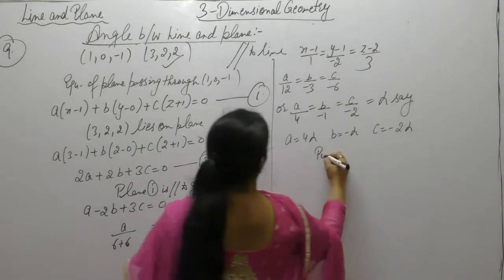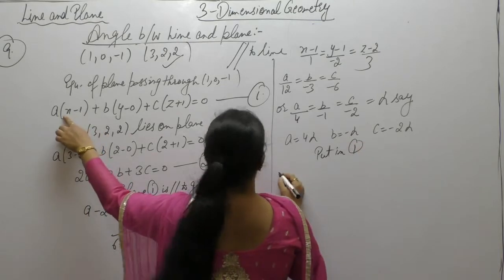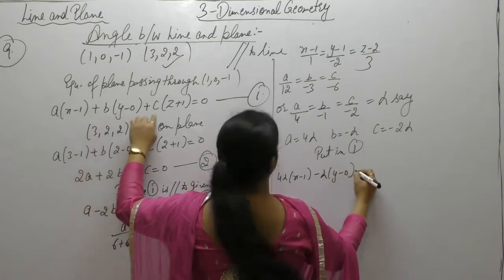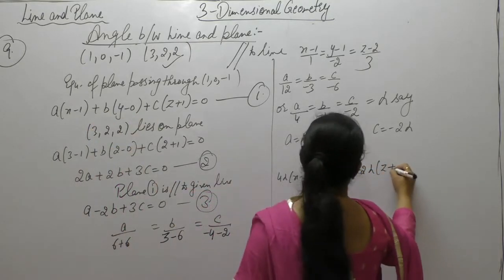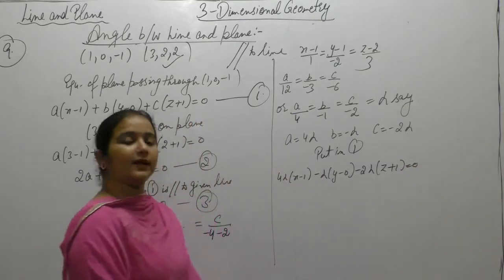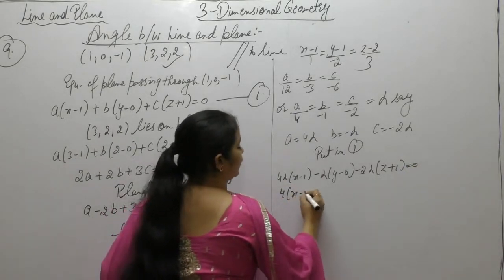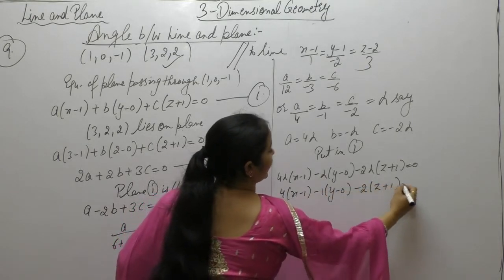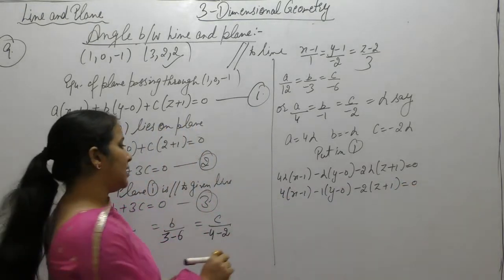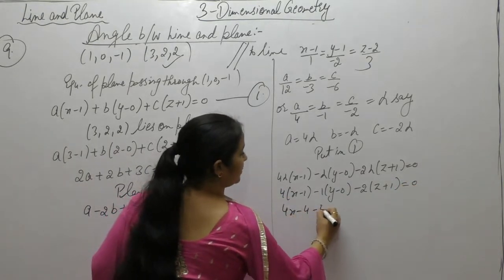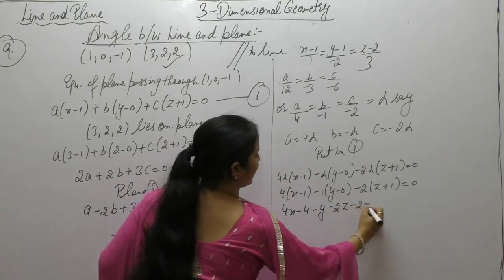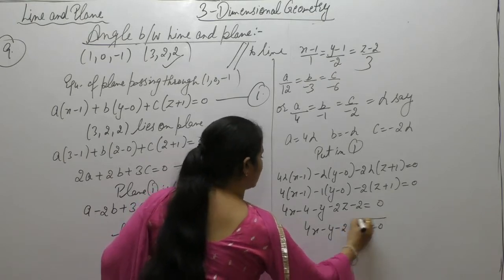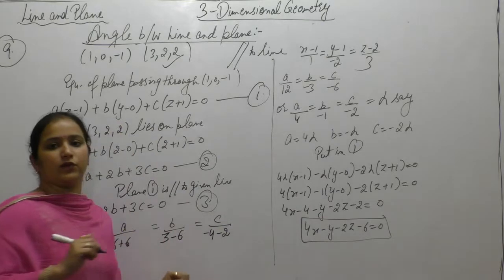Put these values in equation 1. What we get? 4 lambda into (x - 1) minus lambda into (y - 0) minus 2 lambda into (z + 1). Taking lambda common and eliminating it, we are left with 4(x - 1) - y - 2(z + 1). Now open the brackets: 4x - 4 - y - 2z - 2. So 4x - y - 2z - 6 = 0 is the required equation of the plane.